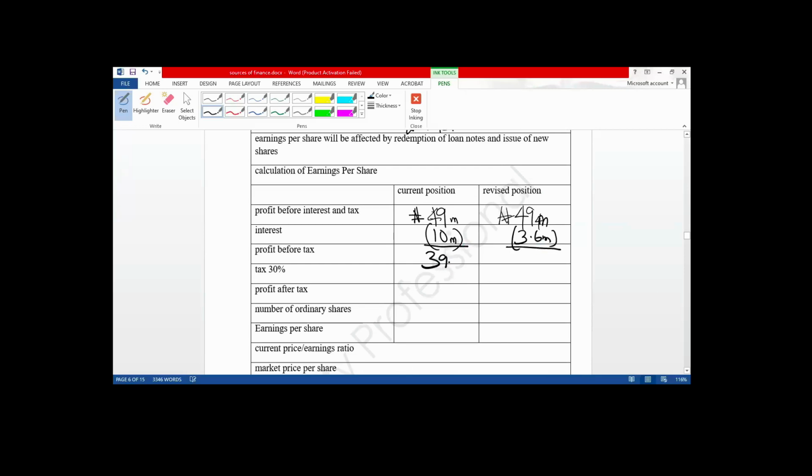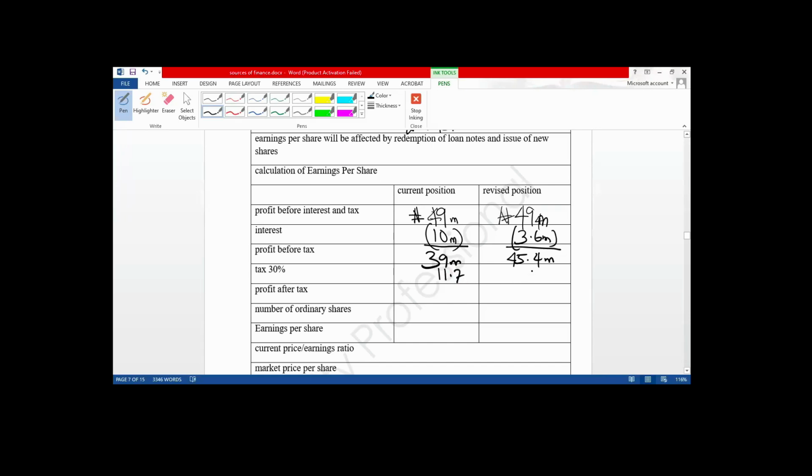This is 39 million. What do you have here? 45.4. Now calculate your tax. 30% of 39 million. What is the tax payable? 11.7 million.